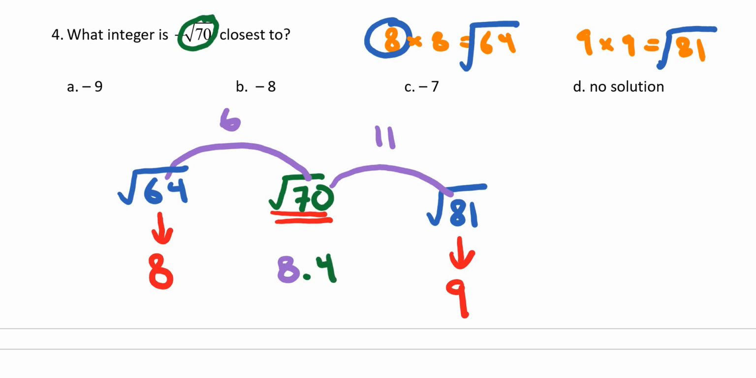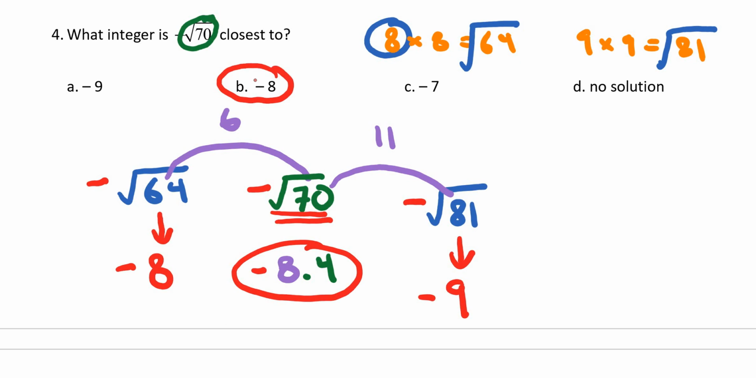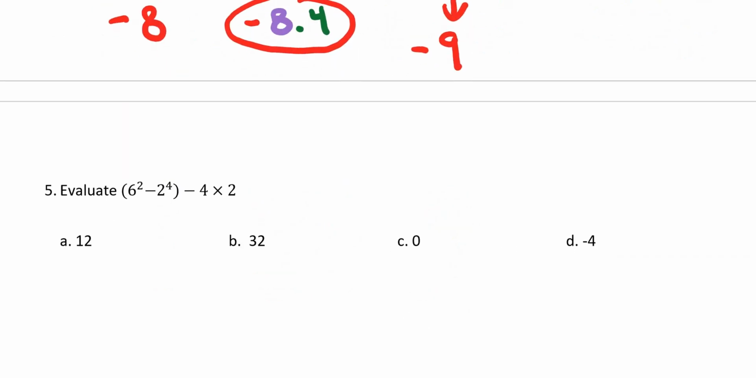8.4. And since these are all negative, you can put the negative signs on the outside. So roughly I have negative 8.4. Basically, if we evaluate this, which one of these answers is closest to negative 8.4? I would probably say it's going to be answer B here, negative 8. We don't round this up to negative 9, because it's negative 8.4. So I think negative 8 would be the best answer here. Okay, so move on to question number 5.